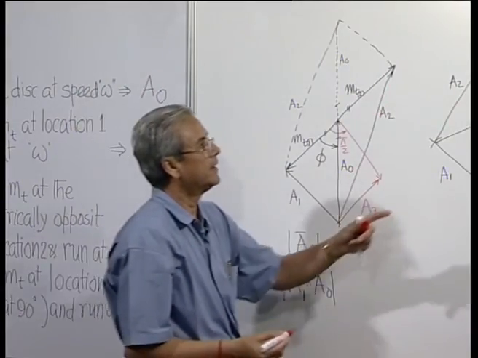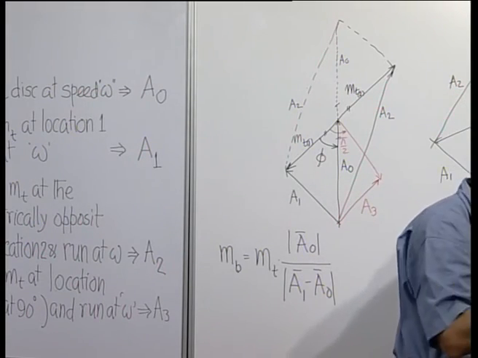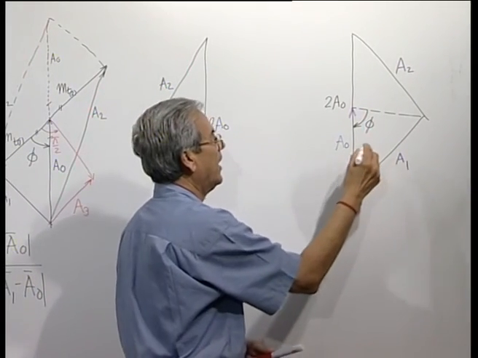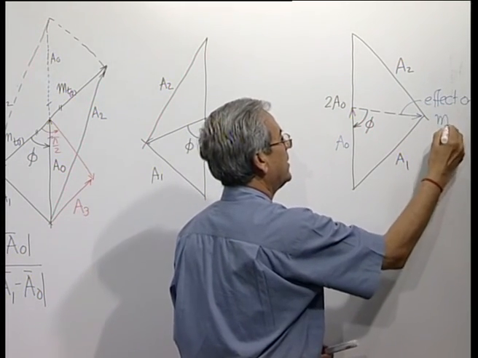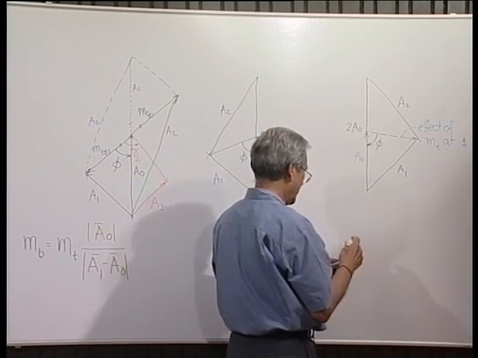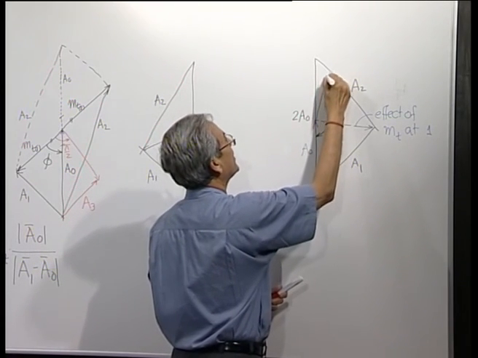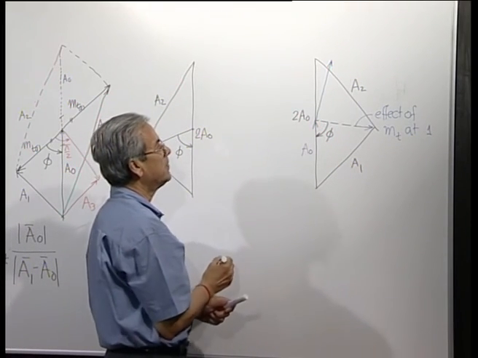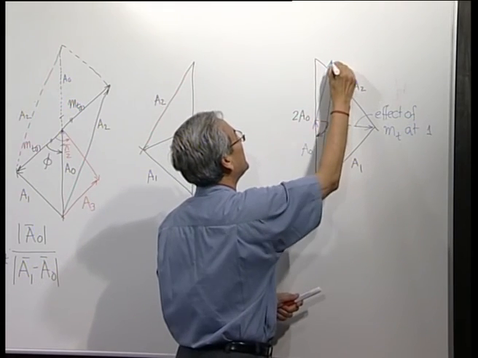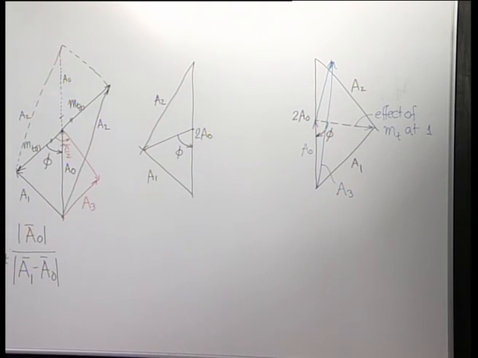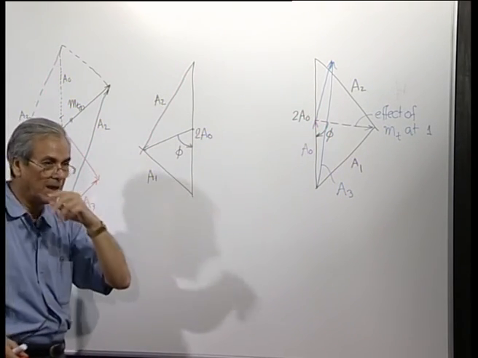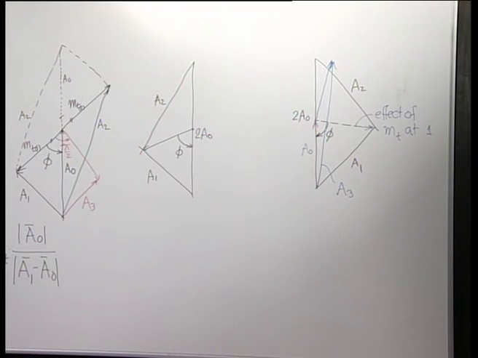On the other hand, if this is the situation, this is the original effect A0 and this is the effect of MT at location 1, then if you rotate this by 90 degrees in the anti-clockwise direction, this would have been the effect of the trial mass in position 3 and your A3 would have been this. So, depending on whether your A3 is large or small, you can find out whether the configuration will be this or this. So, this third trial run is essential to identify the correct configuration.